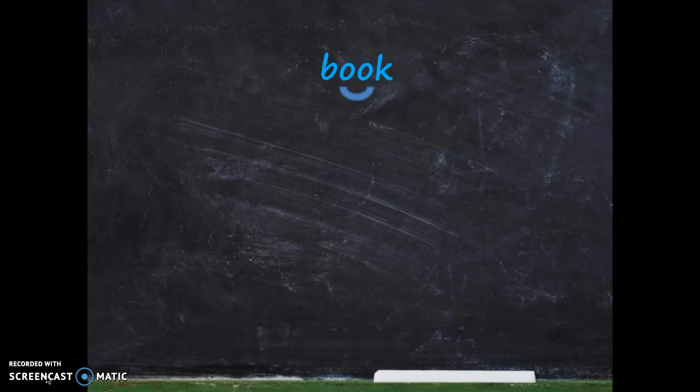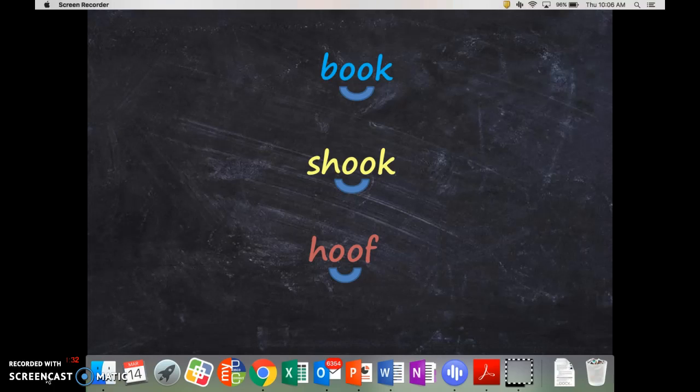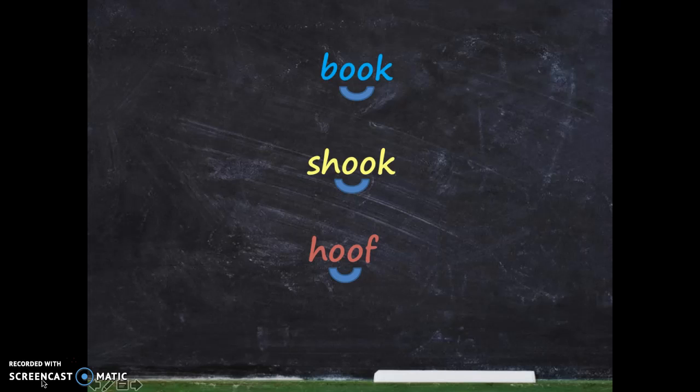Let's practice that sound in other words. Shook. Say the word with me. Sh-ook. Shook. That also has the sound in it. Let's practice with one more. Now I have the word hoof. Say the word. Now let's pronounce the word. Hoof. Do you hear that sound in it? The letters O-O make the sound.